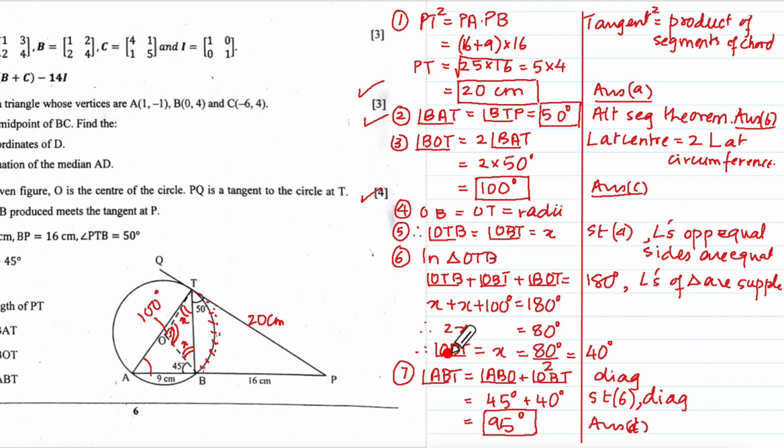Okay, so OBT is x, which is 80 upon 2, which is 40 degrees. Now angle ABT here, this is angle 45 plus this. So we are writing from the diagram, we see these two angles added up. We substitute, this is 45, this is 40 degrees, and then we get 95 degrees as our answer D, and that is our fourth mark. So we finished with question 4. Now we move on to question 5.